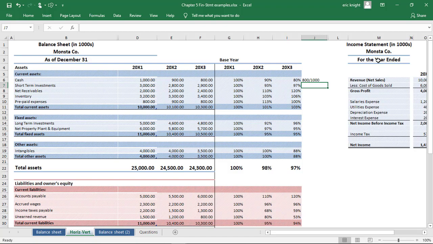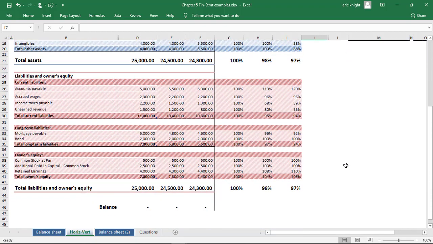Which of our assets are increasing, which are decreasing? How are our obligations changing? Our accounts payable are going up, right? We see that from 100% in 2000x1, and then in 2000x3, we have 120% of the first year. So that's obviously a 20% increase in our accounts payable.